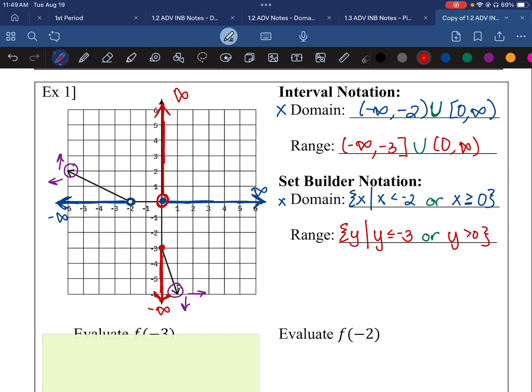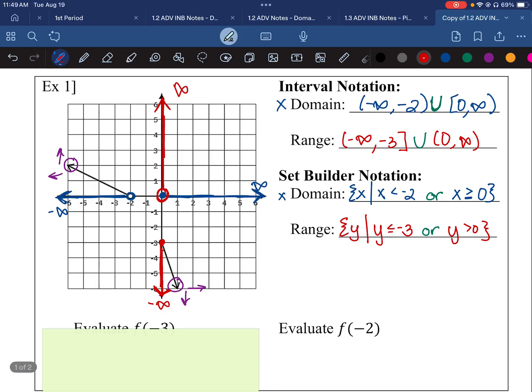You may not always have a gap, but if you do, you have to use the union for interval or the word or for set builder.